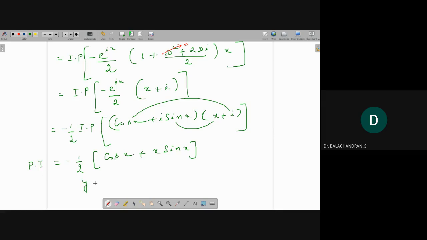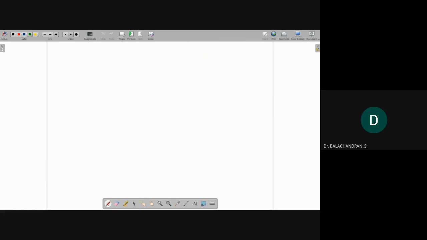So y equals CF plus PI. So finally, you should rewrite the CF and the PI. Okay. So second problem. Solve D square plus D into y equal to x cos x.